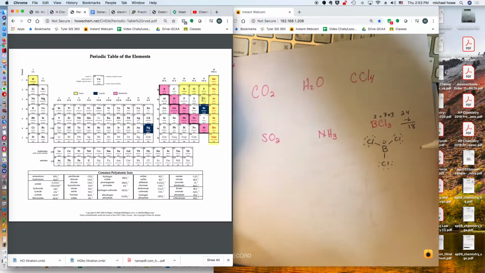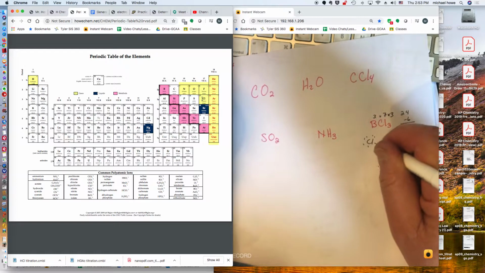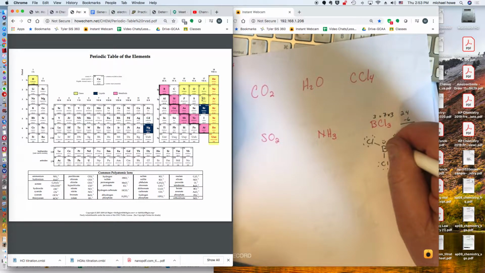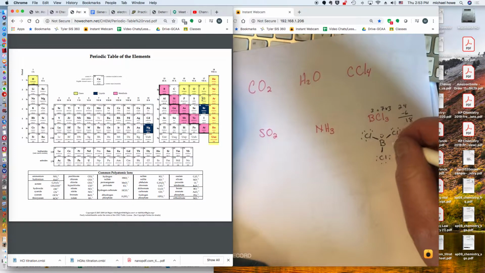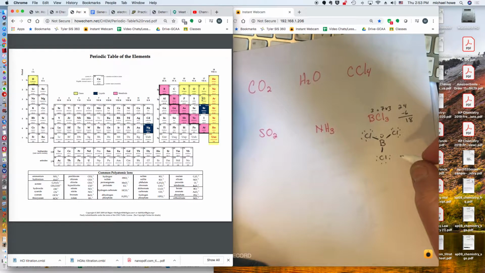All right, now, this is as far apart as these bonds can get from each other. So it's going to be a flat molecule, because there's nothing up on top to push it down, and nothing down below to push anyway. Now, why do they want to be as far apart as they can get? It's because they repel each other, because they're negative, negative, negative.